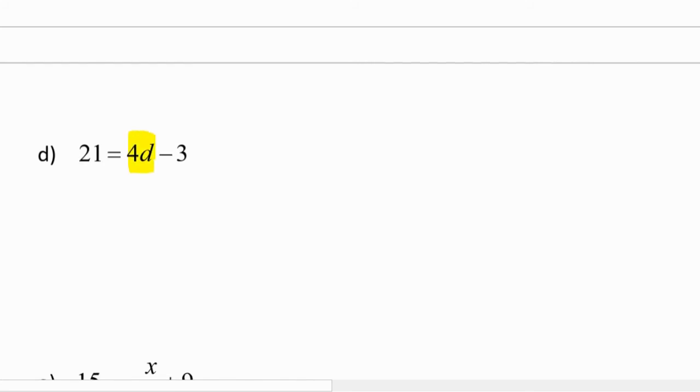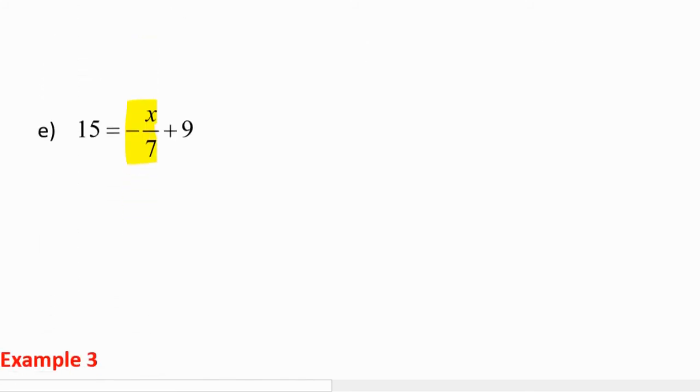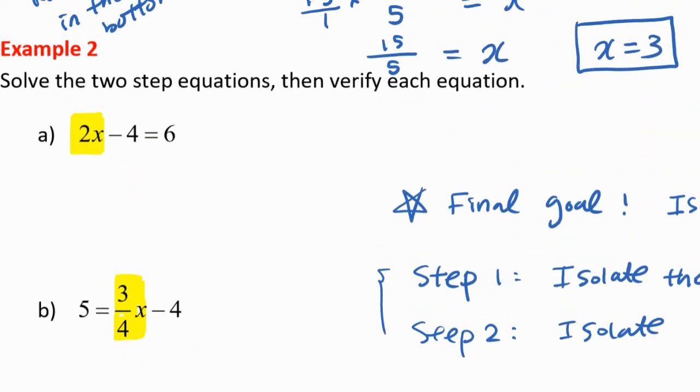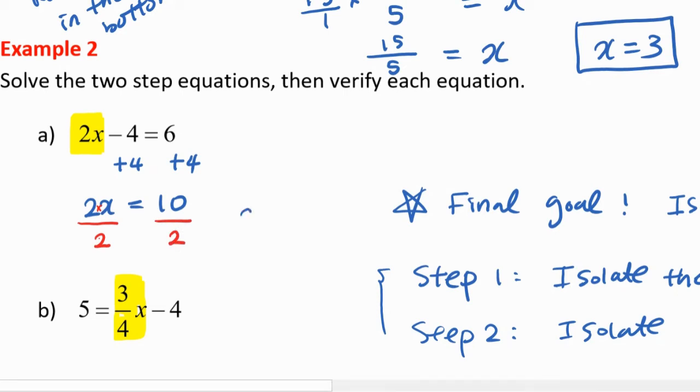Oh, this one? D. Remember, we're going to isolate the term with x. To do that, we have to get rid of minus 4. To get rid of minus 4, we add 4. Then I get 2x equals 10. And to get rid of 2, remember multiplication is hiding in between 2 and x. We divide both sides by 2. Then I get x equals 10 divided by 2, which is 5.